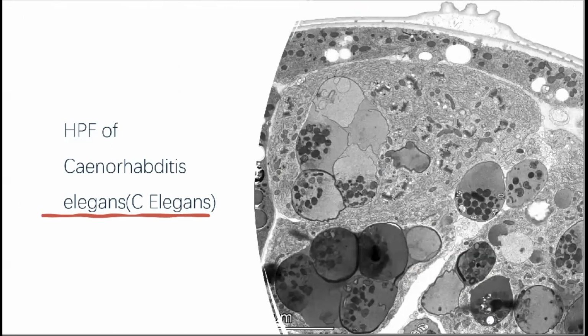Then we used the HPF on C. elegans. HPF is a physical fixation. Why did we use the physical fixation and not the chemical fixation? Because with the C. elegans, using chemical fixation cannot get a better structure. So we used the HPF.